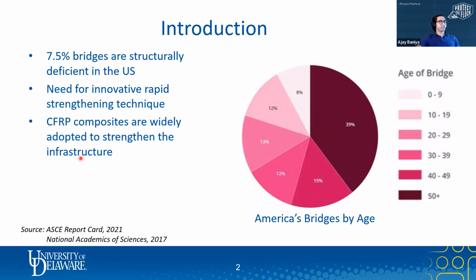A quick introduction on the current status of the infrastructure in the country. Current data shows 7.5% of bridges in the country are structurally deficient. And as you can see in the pie chart, 39 and 15, more than 54% of the bridges are aged 40 years and more. The need for repairs and retrofitting is already very high, and it's growing faster. So the Department of Transportation and engineers are always looking for new and innovative techniques to strengthen the structures. CFRP composite is one of those innovative techniques that has been widely adopted in the industry to strengthen structures, especially structures in transportation, or bridges.